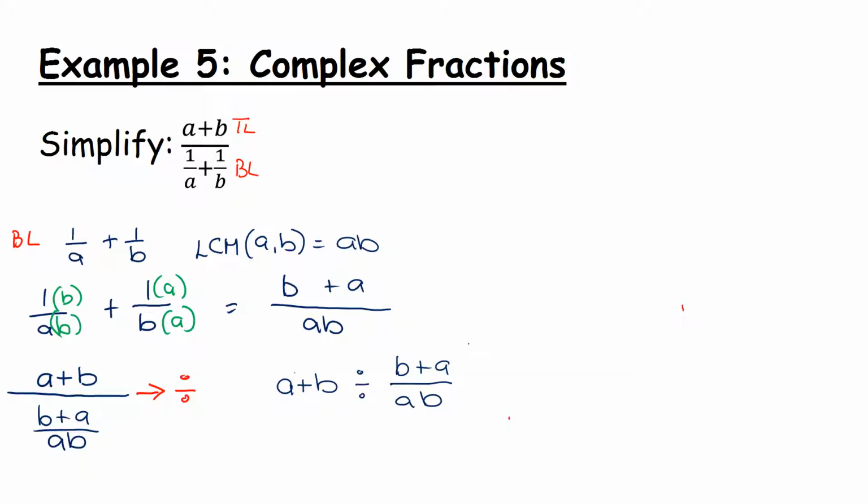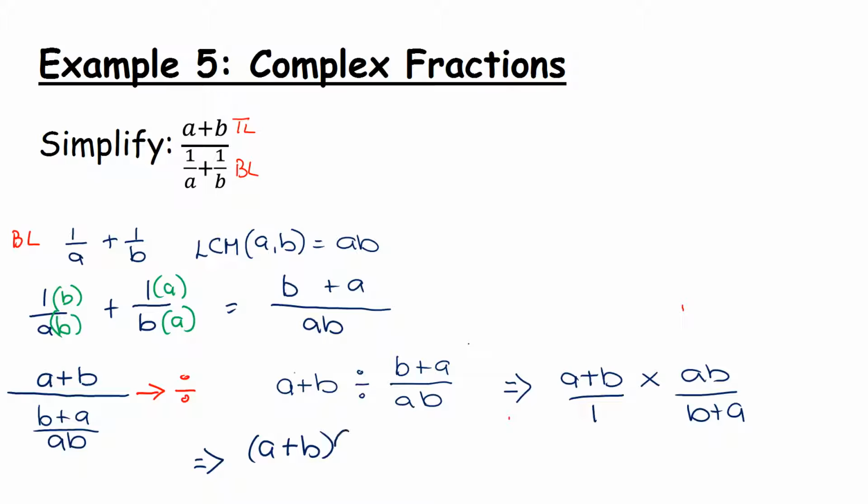From the last example, we know that if we want to divide by a fraction, we can instead multiply by its reciprocal. So that's when we turn the fraction upside down. So it's going to be multiplied by ab over b plus a. To help us out, we can put this over 1. So what that looks like for us, we're going to multiply across the top a plus b by ab all over b plus a.